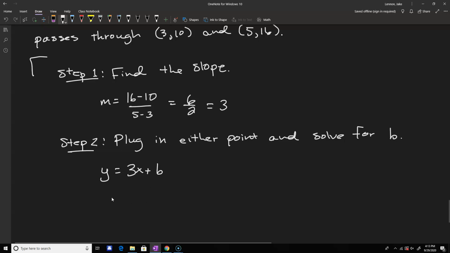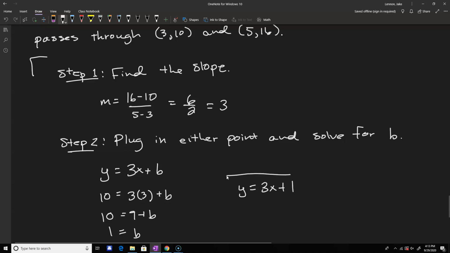So let's plug in (3, 10). So 10 replacing y and 3 replacing x leaves us with 10 is equal to 9 plus b. Subtract 9 from both sides and you get b is equal to 1. So the equation that we found here is y equals 3x plus 1. That would be our answer, because the slope m was 3 and the y-intercept b was 1.